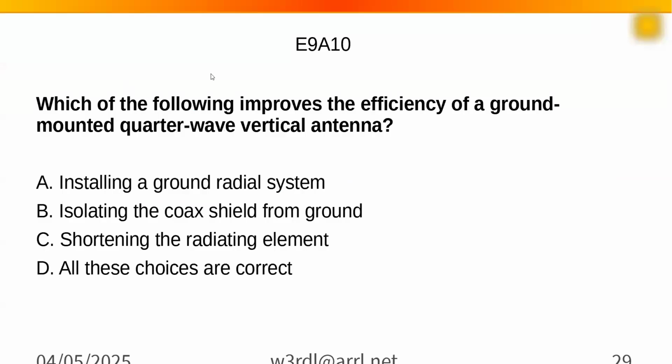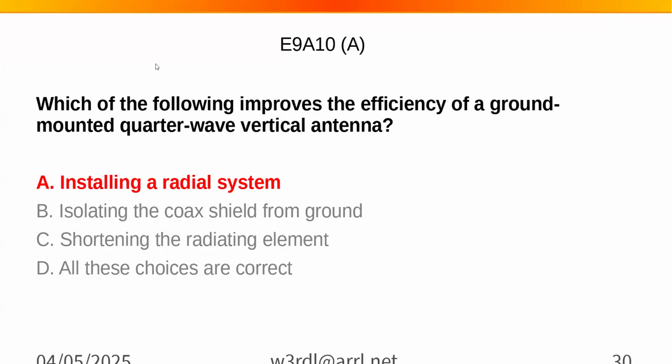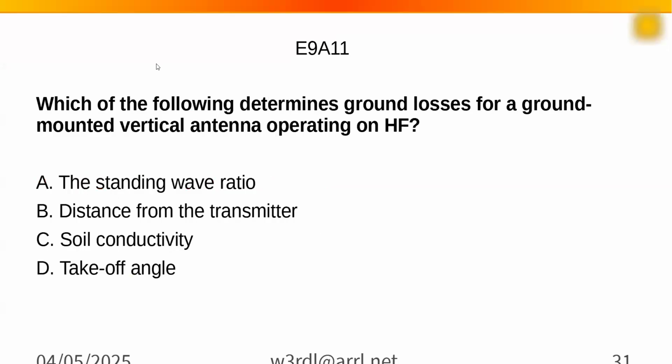So which of the following improves the efficiency of a ground-mounted quarter-wave vertical antenna? I think we'll go with alpha. Yes. Okay. The other is fine. Which of the following determines ground losses for a ground-mounted vertical antenna operating on HF?